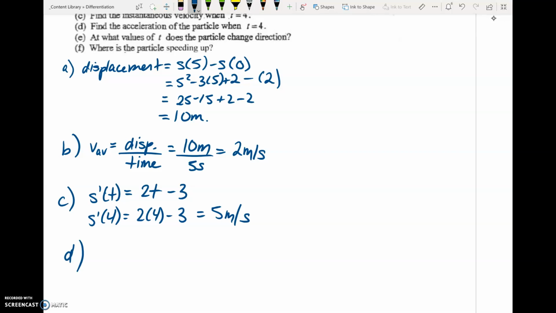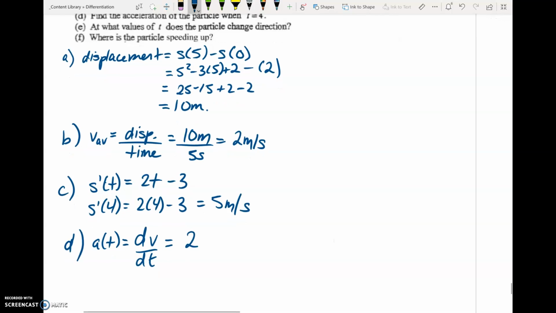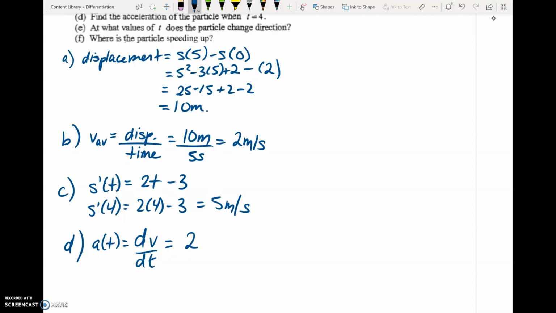For D, we want to find the acceleration. Now, the relationship between your derivatives and acceleration, well, what did we find here? We found the instantaneous velocity by taking the derivative. If we take the second derivative, we are going to get the acceleration. So A of t is the derivative of our velocity equation. So we're taking the derivative of 2t minus 3, which is 2. So that means it doesn't matter what our time is, it's always going to have an acceleration of 2 meters per second squared.